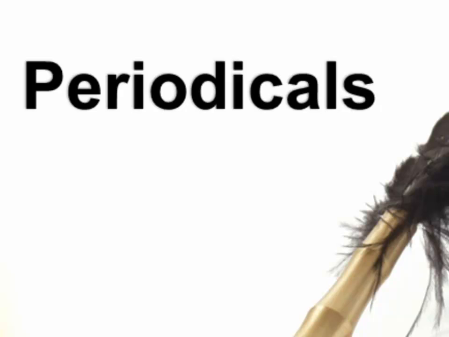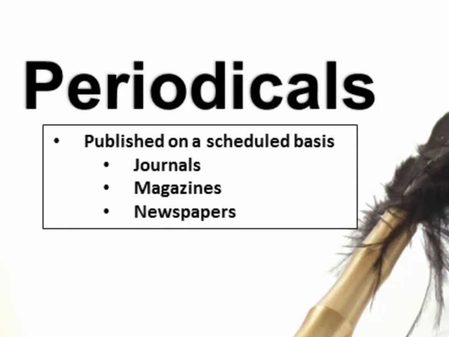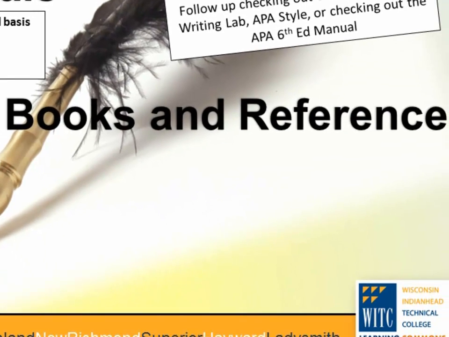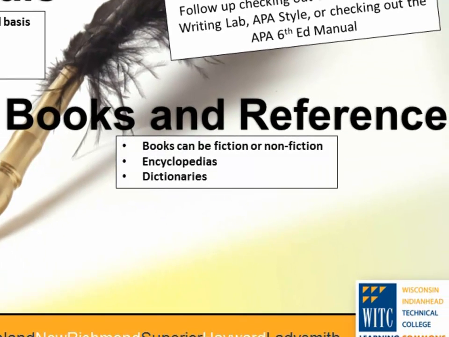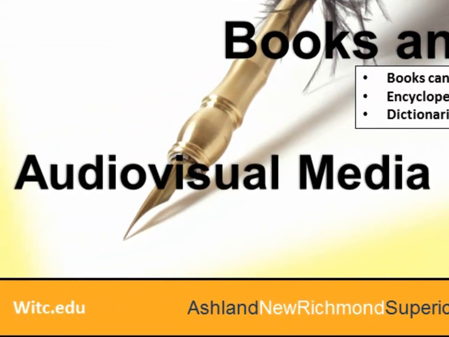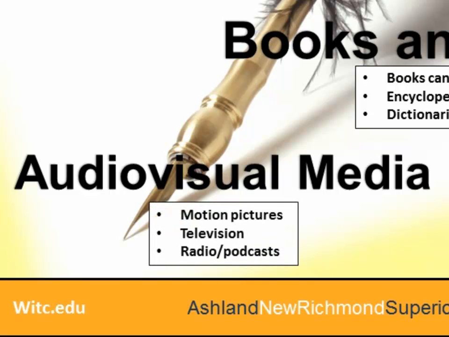So first, I'll just say a couple things about periodicals. Now, periodicals are publications that are published on a set schedule. Some examples of this would be journals, magazines, newspapers, but also include stuff like company newsletters. Books and reference materials. Now, books can be fiction or nonfiction, and reference materials are like encyclopedias or dictionaries. And the last little group I'm going to talk about in this is audiovisual media. This would be motion pictures, television programs, and radio casts and podcasts and that kind of stuff.